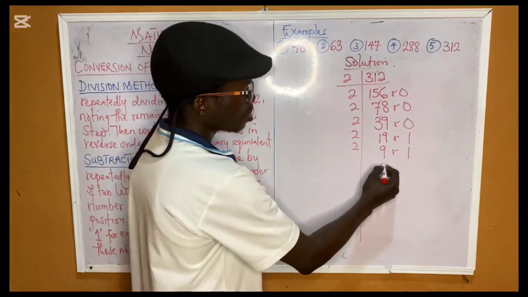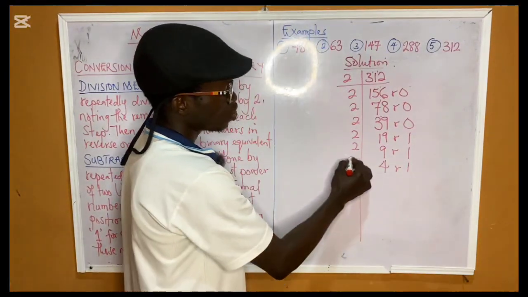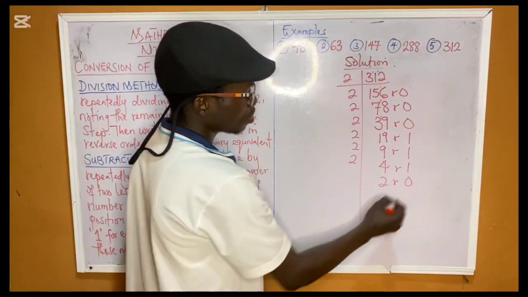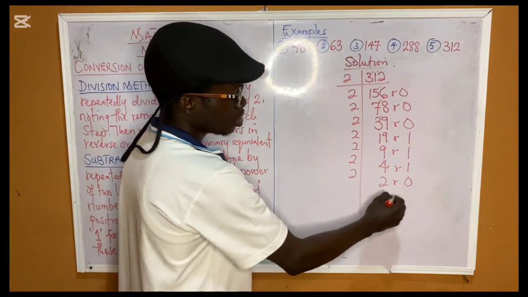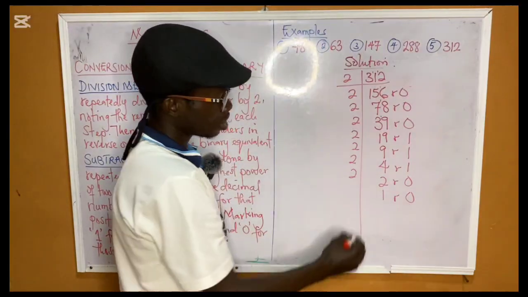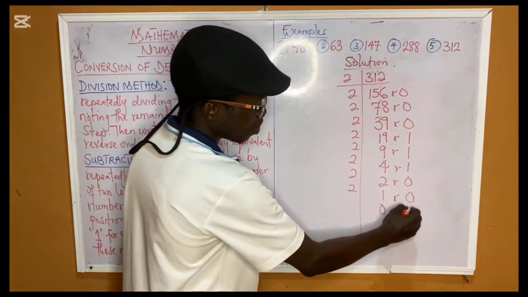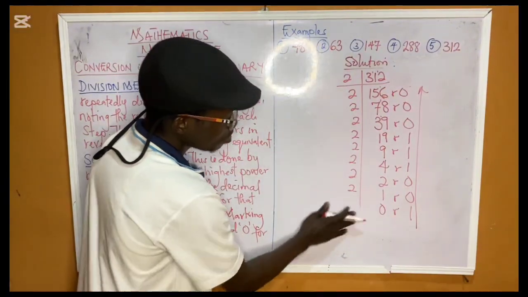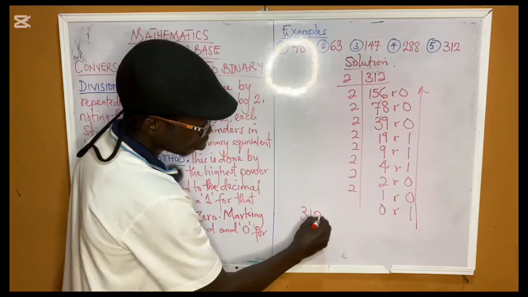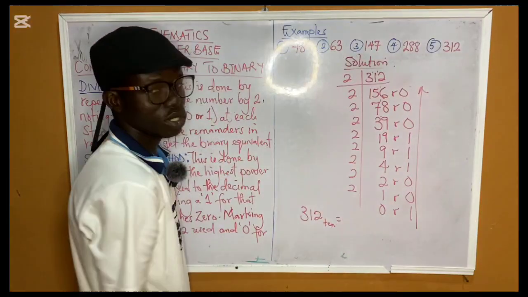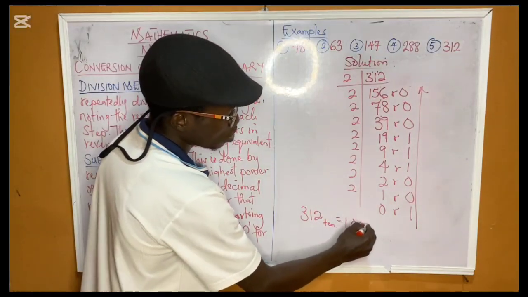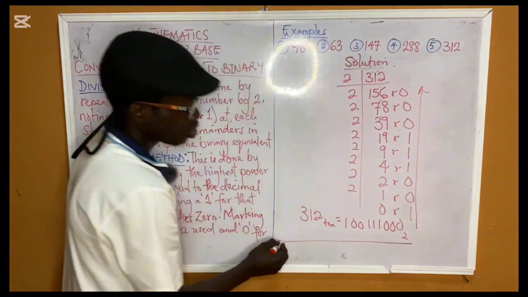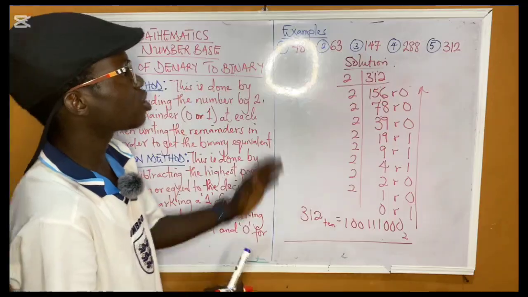2 in 19, that is 9, remainder 1. 2 in 9, that is 4, remainder 1. 2 in 4 it is 2, remainder 0. 2 in 2, 1, remainder 0. Then 2 in 1, 0, remainder 1. So our answer to this is 312 base 10 equals 100111000 base 2. And that is that for all these problems.